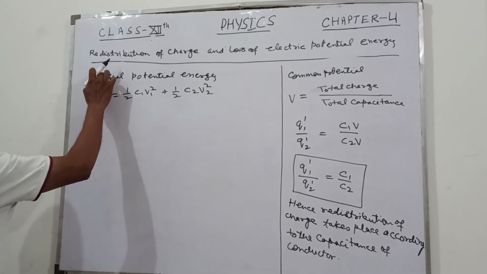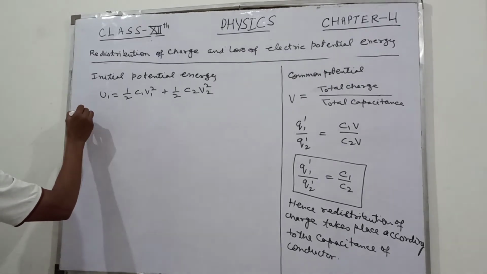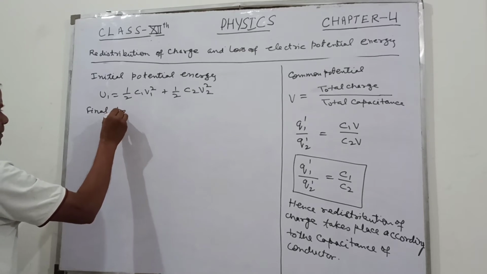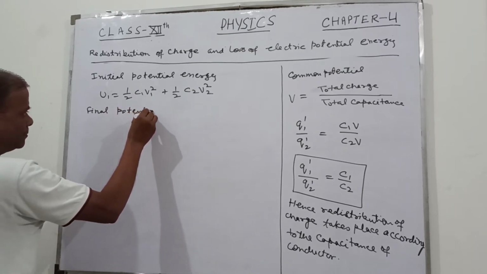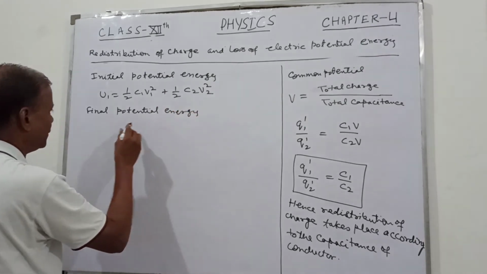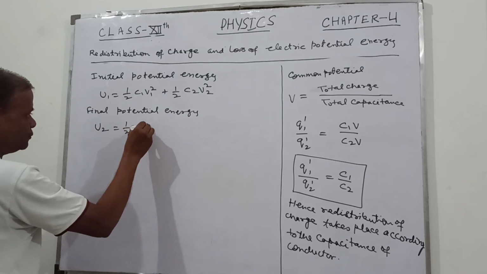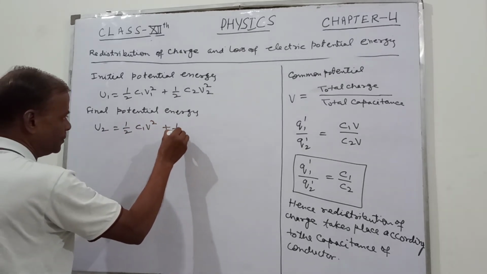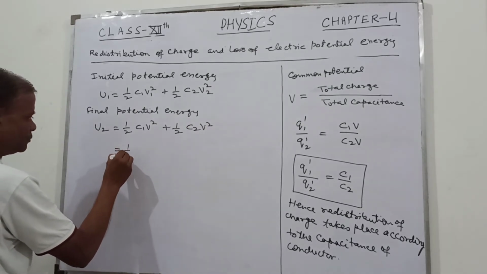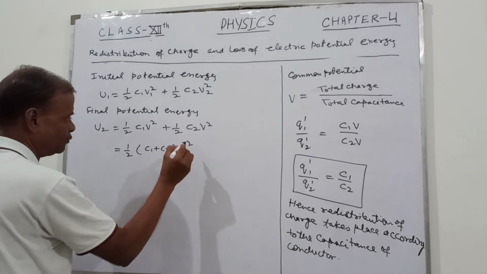And the final potential energy, U2, is equal to half C1 V square plus half C2 V square. So this is equal to 1 by 2 (C1 plus C2) into V square.